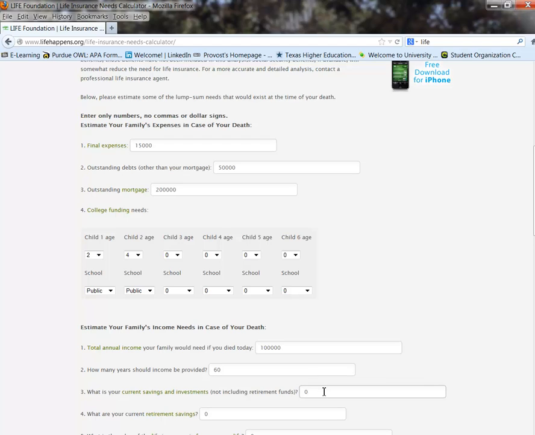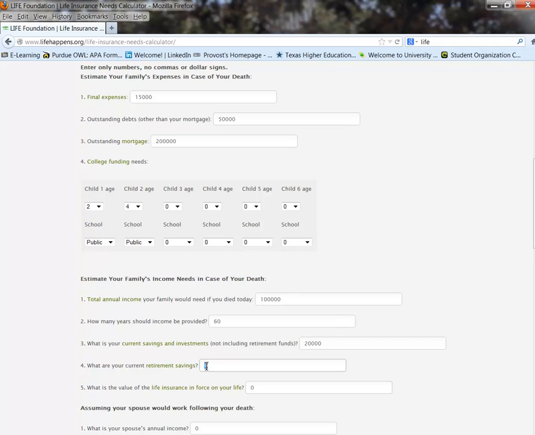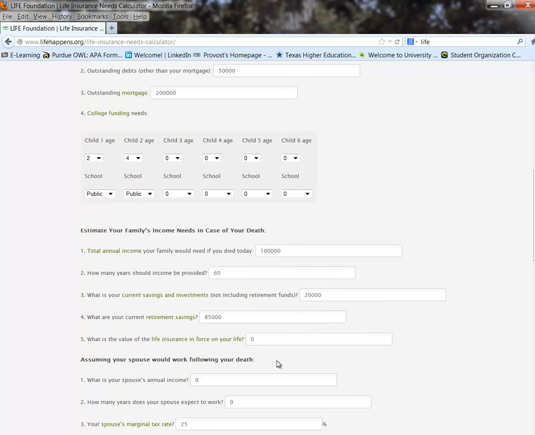It'll say what is our current savings and investments. Okay, let's say we have a small bond portfolio and maybe some cash. So let's say we have $20,000. What is your current retirement savings? At the age of 30, you haven't been out of work too long. I'd say you might have, I don't know, let's say a very, very good market and we contributed heavily. Let's say you have $85,000.